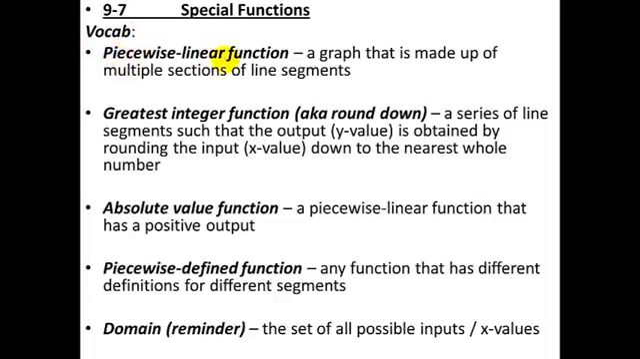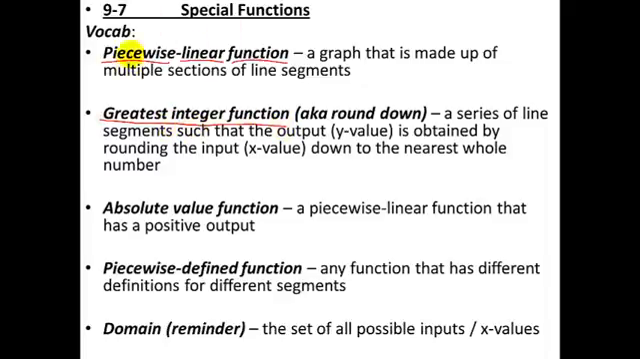First, piecewise linear function. The name says it all. It is a whole bunch of pieces of straight lines that combine together to make a function. So any graph that's made up of multiple sections of line segments. Okay, piecewise linear function. So a bunch of pieces that are all straight lines that combine together to give you a function. One example of a piecewise linear function is called the greatest integer function.